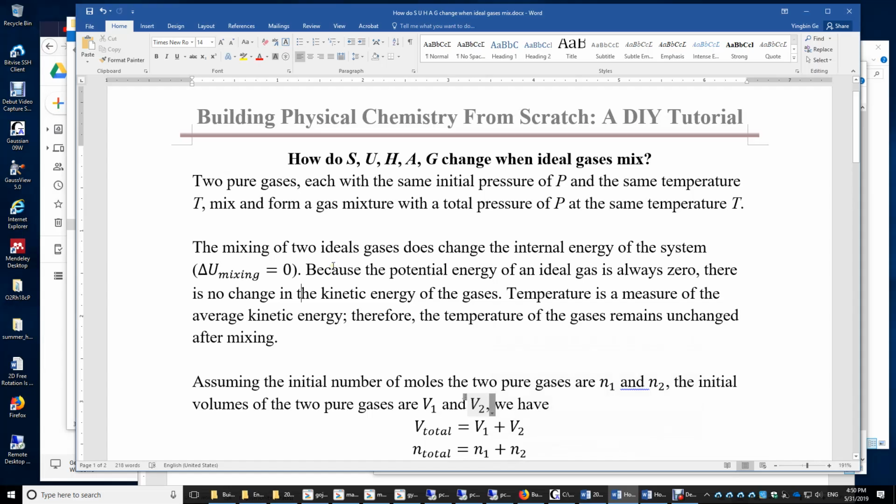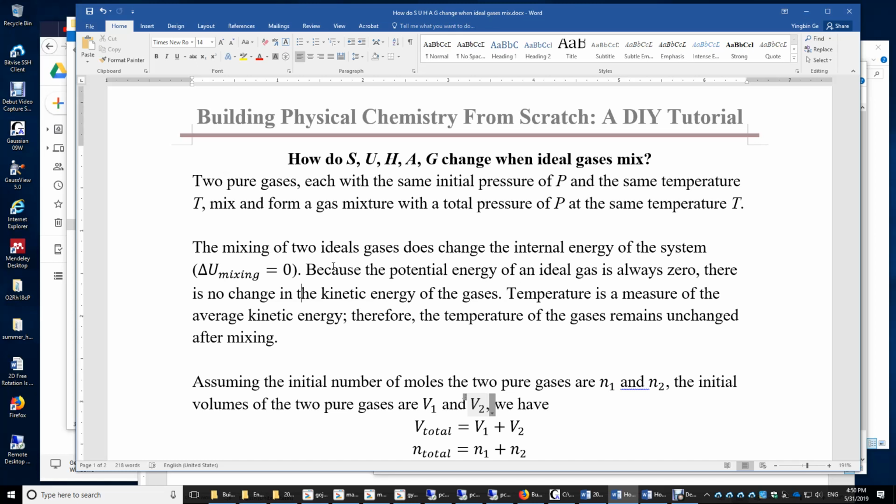In this video, we calculate the change of entropy, internal energy, enthalpy, Helmholtz free energy, and Gibbs free energy when ideal gases mix. When we mix two pure ideal gases, each with the same initial pressure of P and the same temperature of T, and form a gas mixture with a total pressure of P at the same temperature T, we look at its internal energy change first.